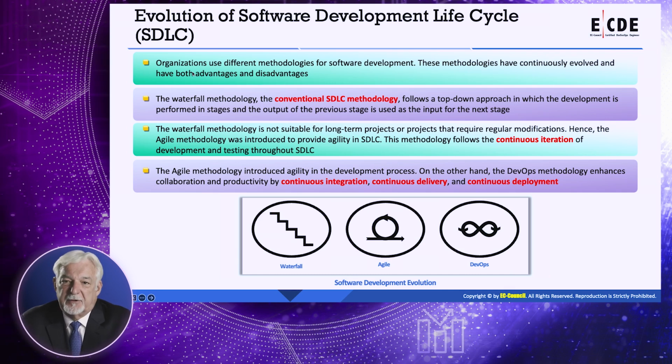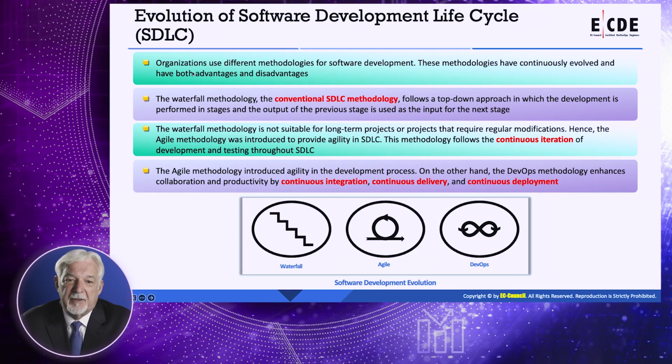Organizations use different software development methodologies. These methodologies have continuously evolved and have both advantages and disadvantages as far as how well they work for individual organizations, customers, the velocity at which we can develop software, etc. There were three primary approaches to it. We had the waterfall methodology, which was the conventional systems development lifecycle maintenance approach. It follows a top-down approach in which the development is performed in stages and the output of the previous stage is used as the input for the next stage. It wasn't suitable for long-term projects or projects that required regular modifications.